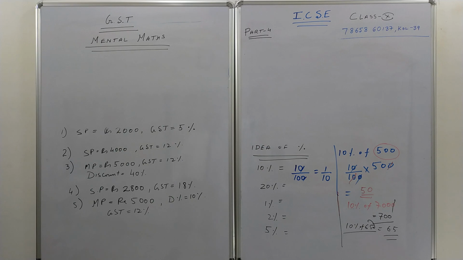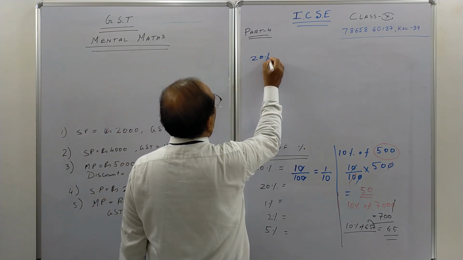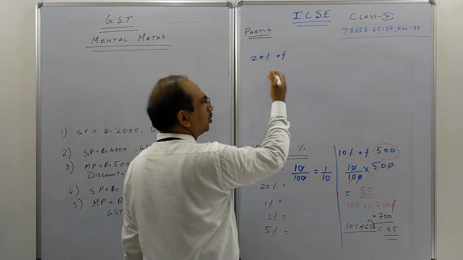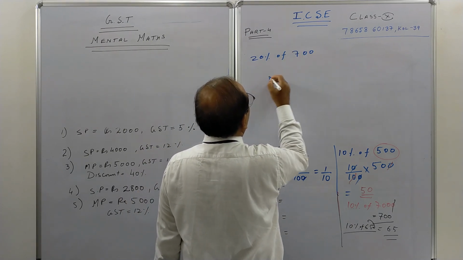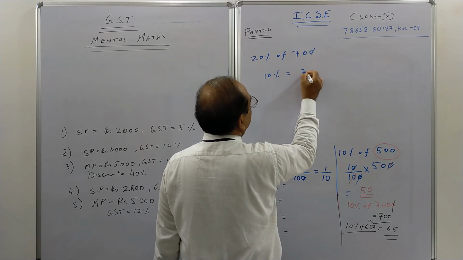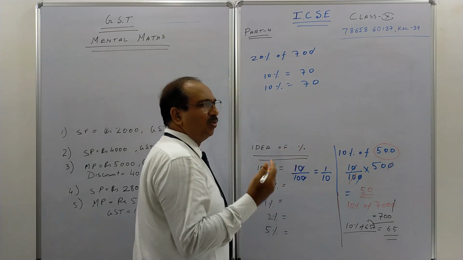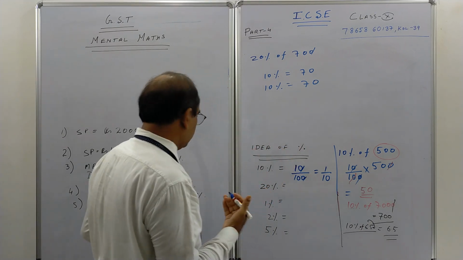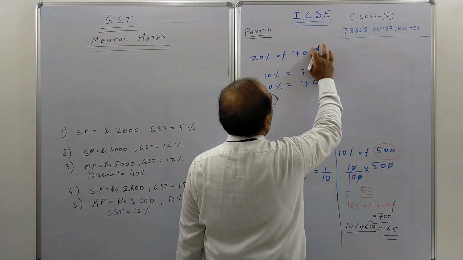So here we go to the next question. Suppose you have to find 20%. One example I'll give you over here: 20% of 700. I'll show you the traditional way and very fast how we do it mentally. So what did I tell you, children? 10% is remove one 0, so 70. 10% is 70. 10% means, as I told you, 1/10. So remove one 0.